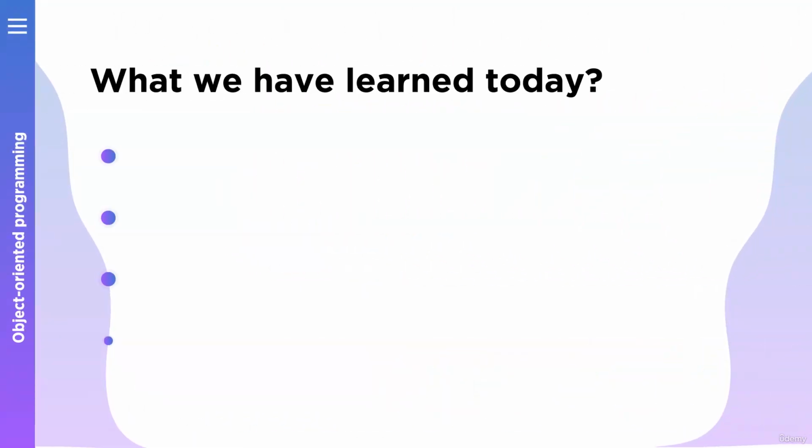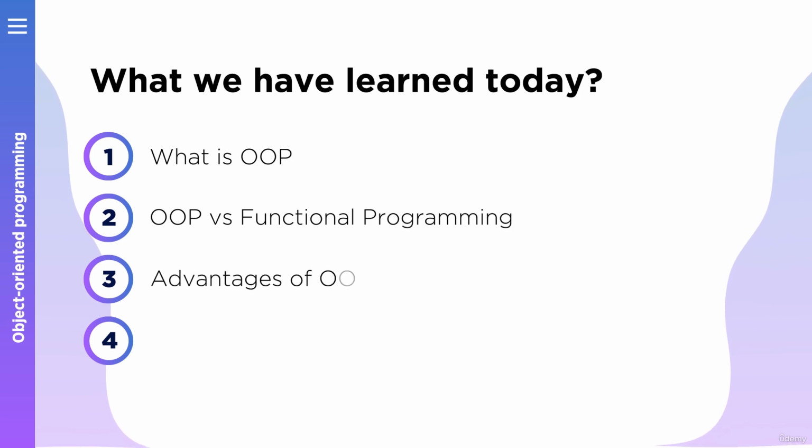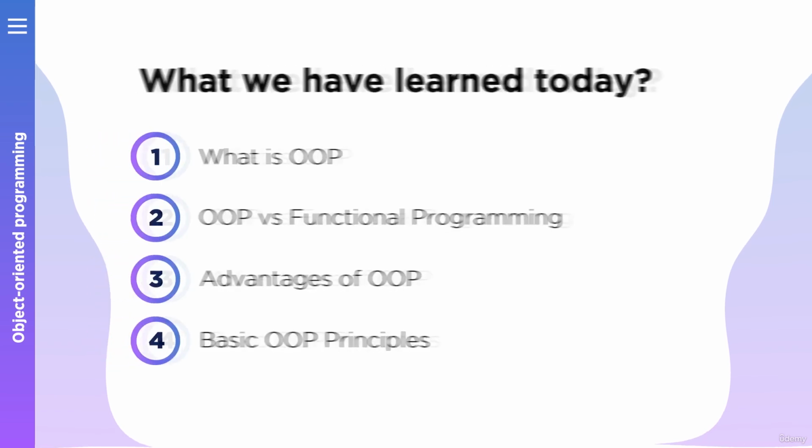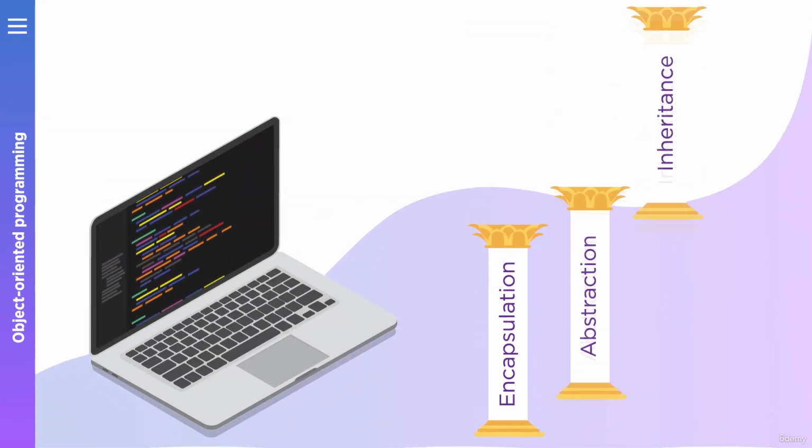Let's take a look now at what we have learned today. Today we learned what OOP is and what the difference is between object-oriented and functional programming. We discussed the advantages of OOP and why we need to learn it. And what is also very important, we learned the basic OOP principles. That's all I wanted to share with you in this lesson. This is our start of learning object-oriented programming.